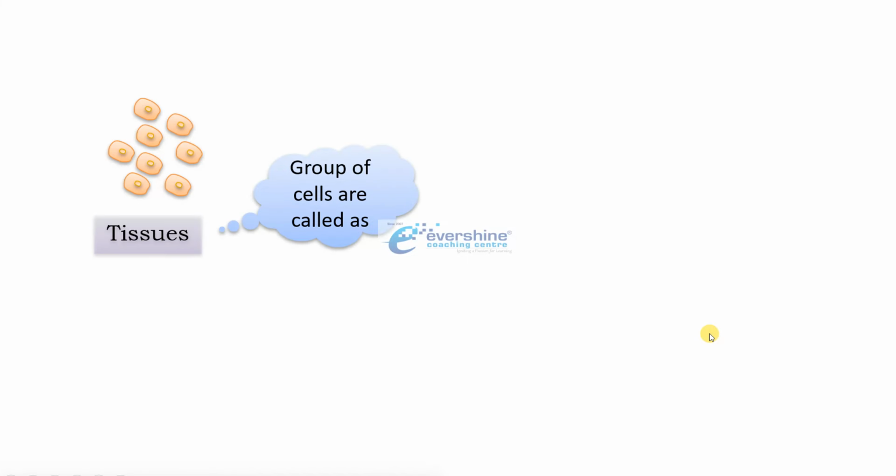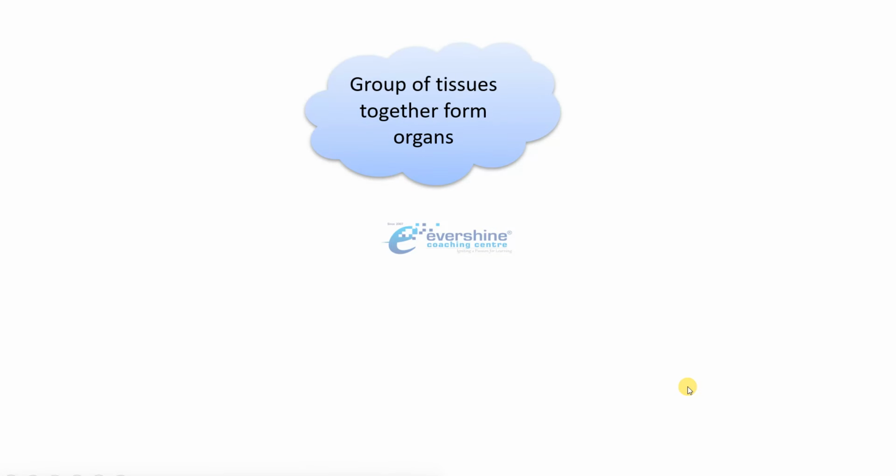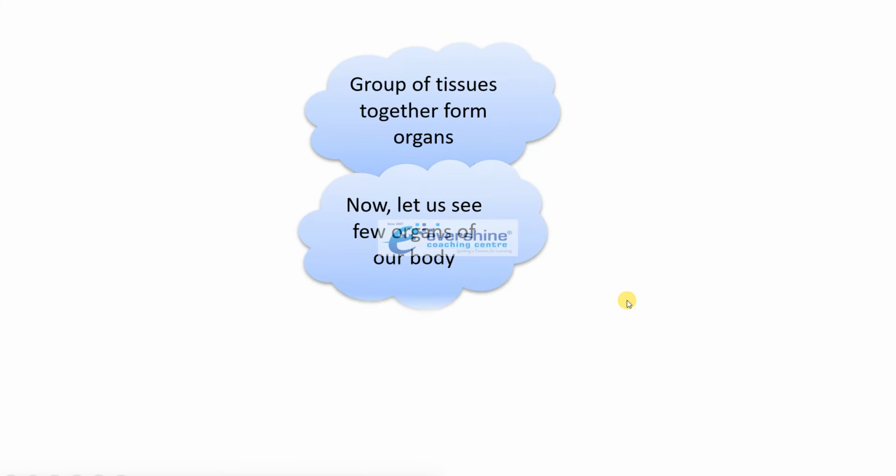Now, a group of cells combined together, what do we call them? We call them tissues. Now, as you can see here, we have a group of cells, right? So this group of cells, we call tissues. Now, what do these groups of tissues form together? They form an organ. So, a group of tissues forms an organ.